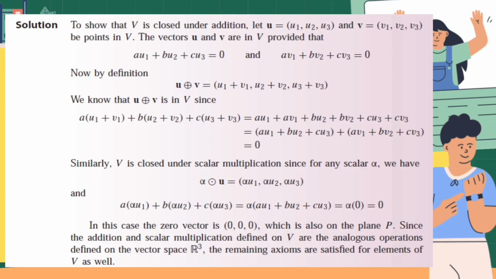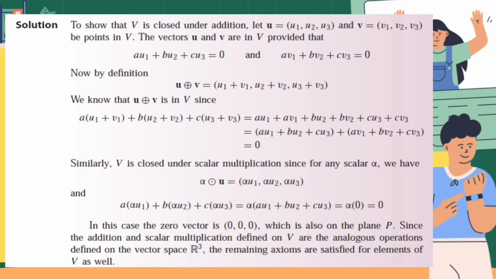We have here a u sub 1 plus a v sub 1 plus b u sub 2 plus b v sub 2 plus c u sub 3 plus c v sub 3, and then group those similar with the u. So you have a u sub 1 plus b u sub 2 plus c u sub 3, and then the other group is a v sub 1 plus b v sub 2 plus c v sub 3, and that is equal to 0.